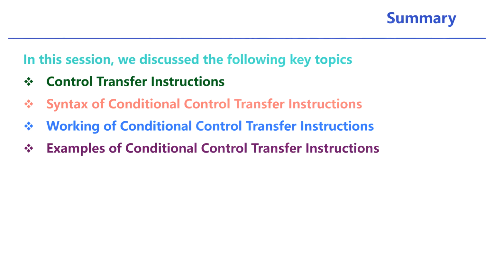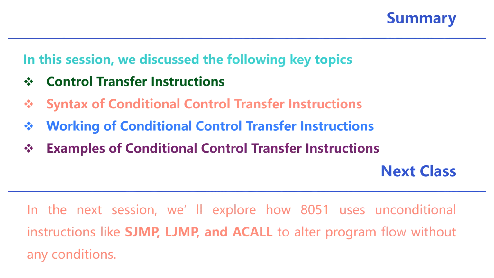The summary is, in this session we discussed the following key points: control transfer instructions, syntax of conditional control transfer instructions, working of conditional control transfer instructions, and examples of conditional control transfer instructions. In the next class, we will explore how the 8051 uses unconditional instructions like SJMP, LJMP, AJMP to alter the program flow without any conditions.